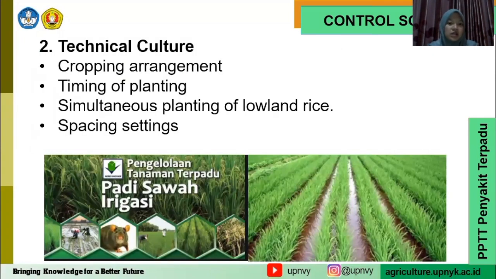And then technical culture. First one is cropping arrangement. It will disrupt the life cycle of the pest because of the limited supply of food. And second one is timing of planting. We can plant together so the pests don't strike at one specific location and it will spread out. It will bring down the average of crop damage. And then simultaneous planting of lowland rice. And the last one is spacing settings like the Jajar Legowo system.